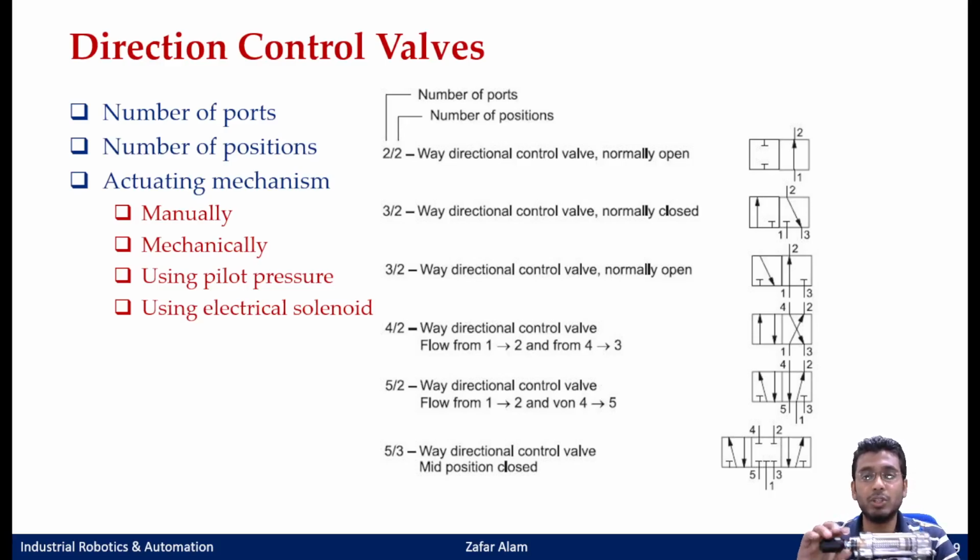Generally, your centralized position, that is your mid position, has all your ports blocked. If you can see in this circuit also. So if I have to stop this cylinder somewhere in between, say if this cylinder is extending and I have to stop it here, when it comes midway, I will just engage my middle position. And then since all the ports are blocked, the cylinder would remain in this position. In this way we actually have your direction control valves.